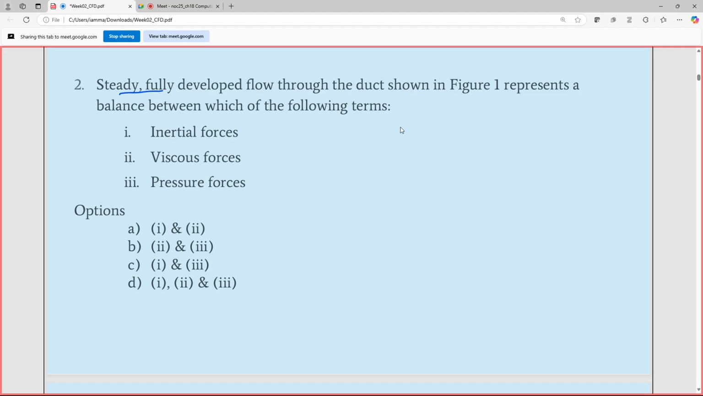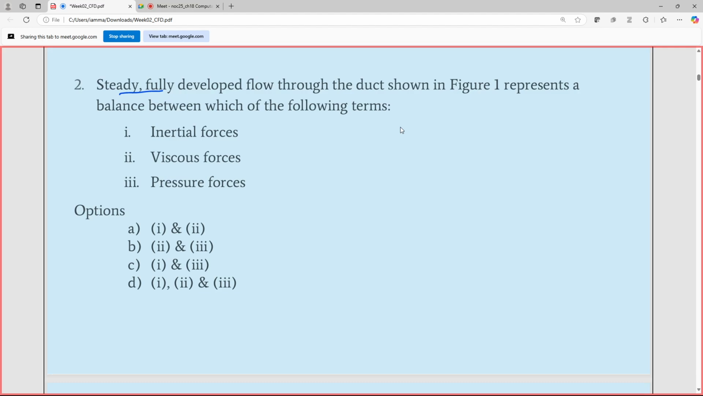Options are: option A, 1 and 2, that is between inertial forces and viscous forces. Option B, 2 and 3, between viscous forces and pressure forces. Option C, between inertial forces and pressure forces. Option D, all the three forces. You can inbox your answers.